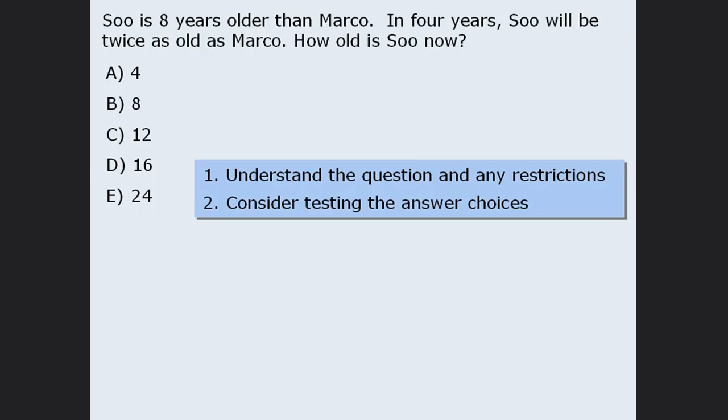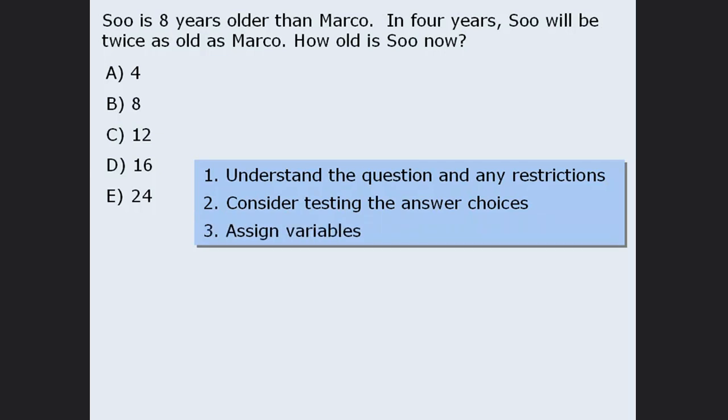Now, if you choose to solve a question algebraically, the next step is to assign variables. For this particular question, we might assign the following variables to the ages of Sue and Marco. For the time being, do not worry about how and why we assigned these variables. We will study this in future lessons. Just know that assigning variables is one step to solving word problems algebraically.